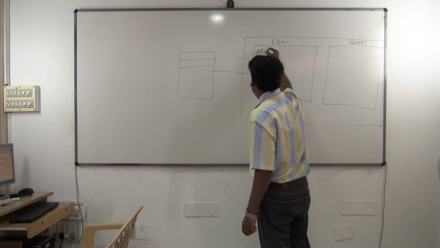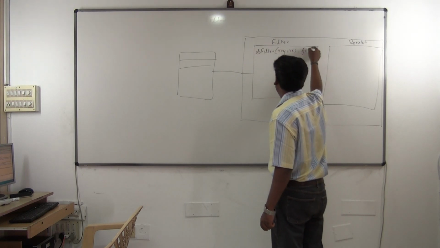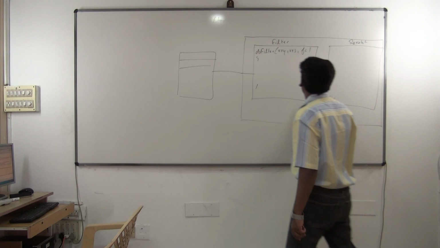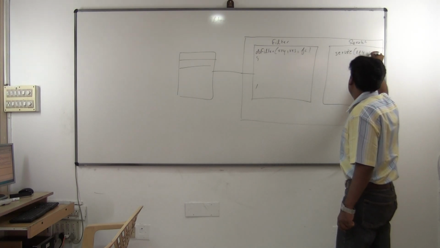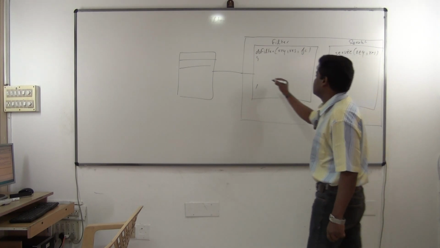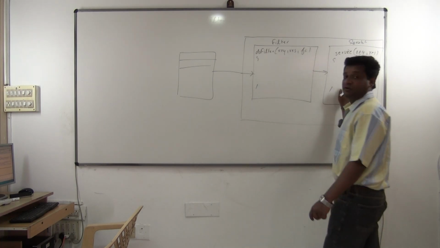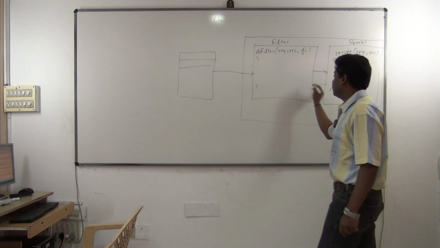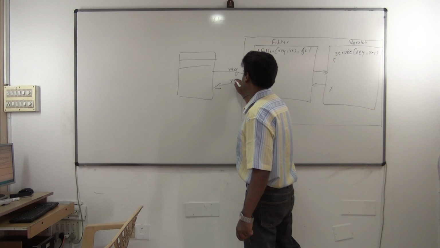doFilter will execute with request, response and filter chain. These are the three parameters. Here you'll have the service method, and you'll have request and response. So when the request comes, it will go to the filter, and through the filter it will go to the servlet. Similarly, when the response is coming, this is the way it will be giving the response.